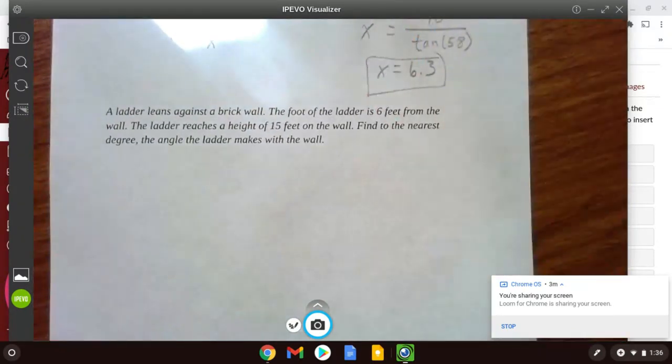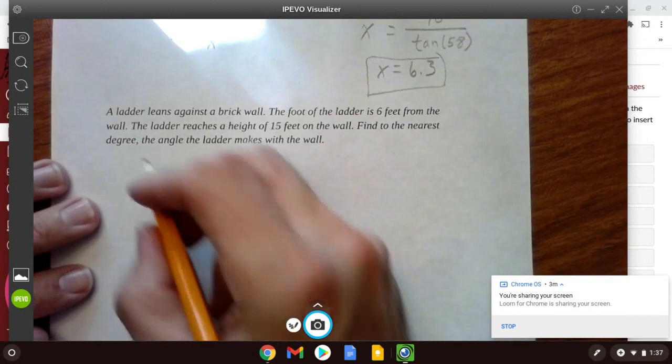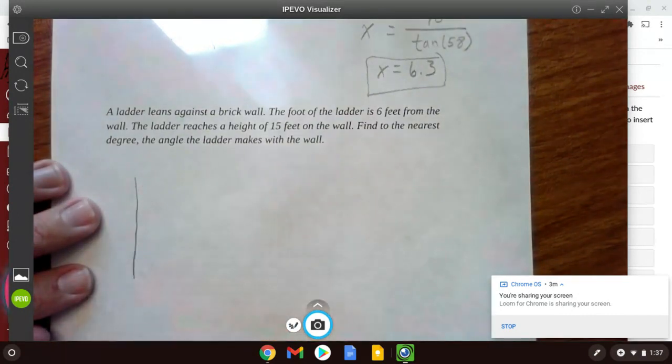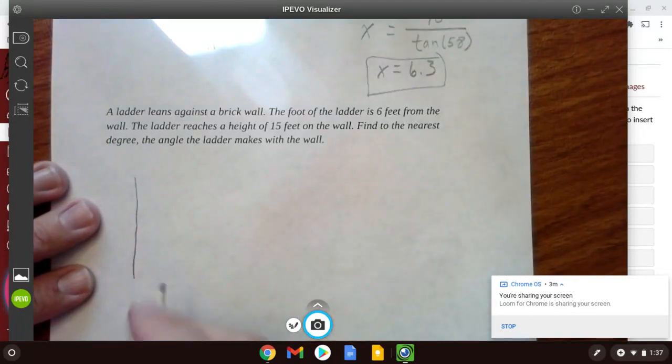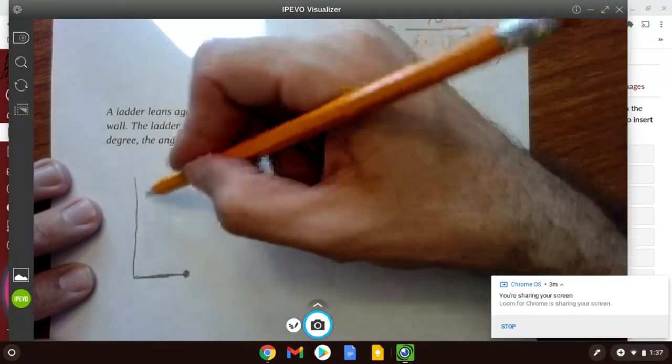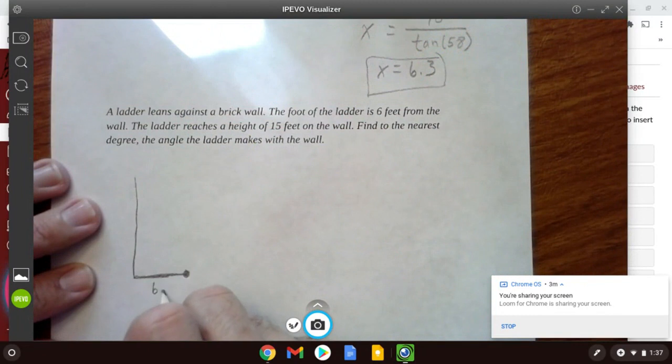A ladder is leaning against a brick wall. Oh, I love these problems. So you've got a brick wall. The foot of the ladder is 6 feet from the wall. So let's let that right there be the foot of the ladder. We'll call that 6 feet.